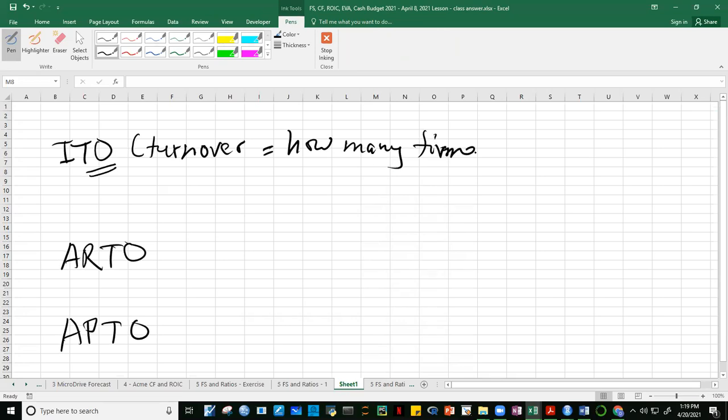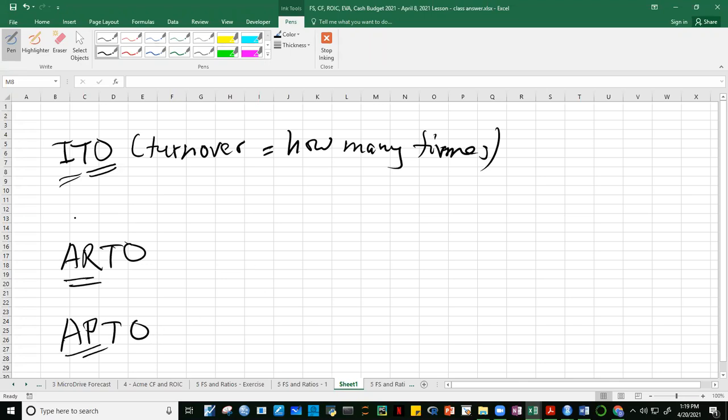How many times. So it depends on what's being turned over. If it's inventory turned over, how many times was inventory turned over for a particular period? In this case, we're taking a look at 2021. And then ARTO, how many times was receivables turned over for 2021, and APTO, how many times was trade payables or accounts payable turned over for that particular period, which is 2021.